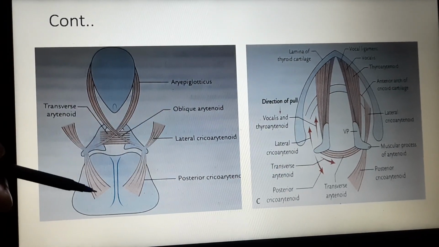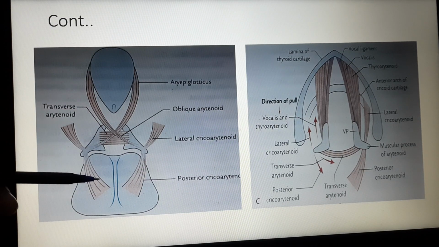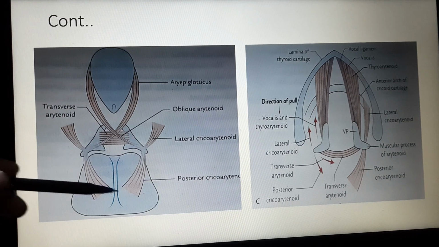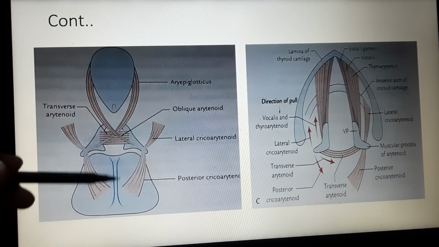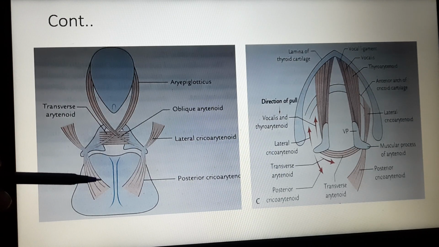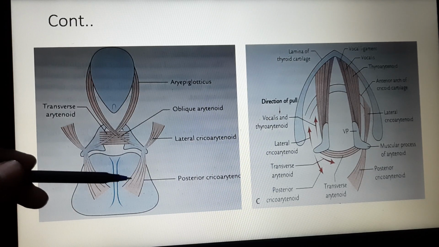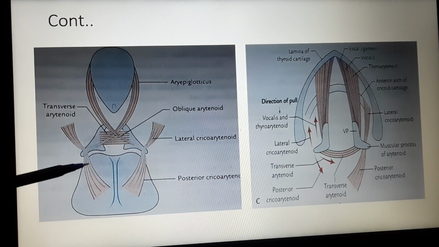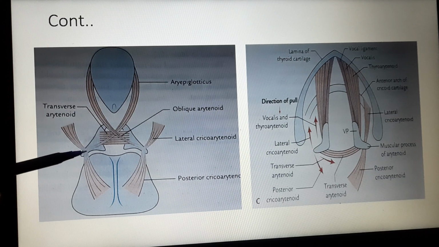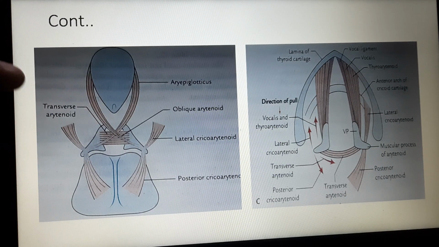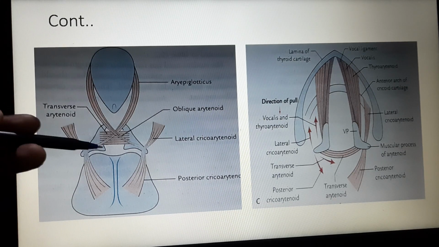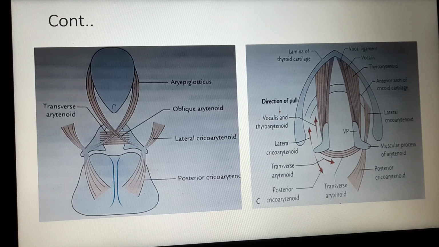In this picture you can see this muscle is the posterior cricoarytenoid. This is the posterior lamina of cricoid cartilage, and there is a median ridge present on the posterior surface which divides it into two parts. There is a depression present on both sides, and posterior cricoarytenoid arises from this posterior aspect and is inserted into the posterior aspect of the muscular process of arytenoid cartilage. If this muscle contracts, then what happens? The vocal processes, which lie anteriorly, move away from each other. So the vocal ligaments also move away from each other, and this movement is called abduction.